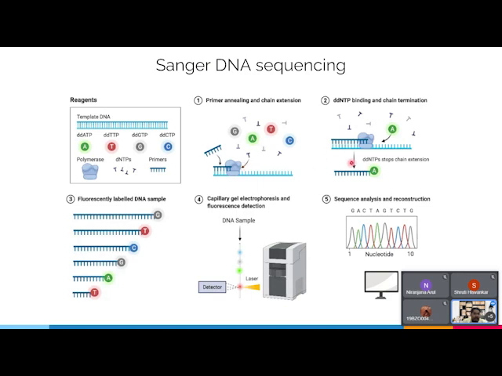Once the dNTPs are being added, at one point there will be a ddNTP that gets incorporated into the chain. Once that is incorporated, the entire thing stops. Once this A is incorporated, the complementary template sequence should be a T. If we can get hold of all the stops, then we can detect and compute what the complementary strand sequence was.